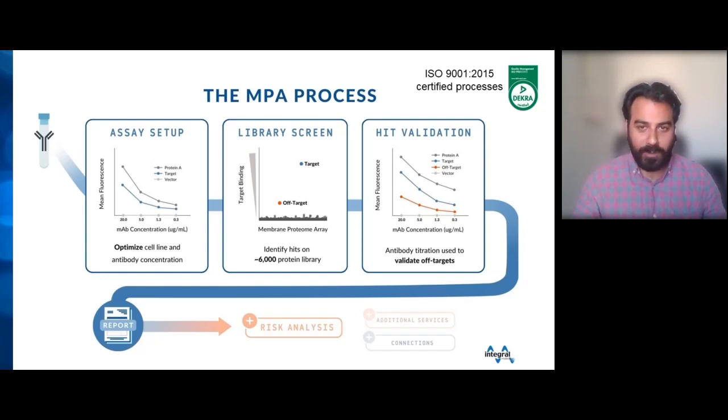Any hits identified are then passed on to the validation stage, which is crucial to rule out any false positive hits that may have arisen. For hit validation, we again titrate the samples against our positive and negative controls, in addition to the hits identified from the MPA screen, to determine what is a true binding interaction and what is not. Now, at this stage, we can also include an isotype control to really rule out any non-specific binding that may have resulted from the antibody backbone or isotype itself. After this validation stage, we will compile the data to be presented in our final report deliverable.